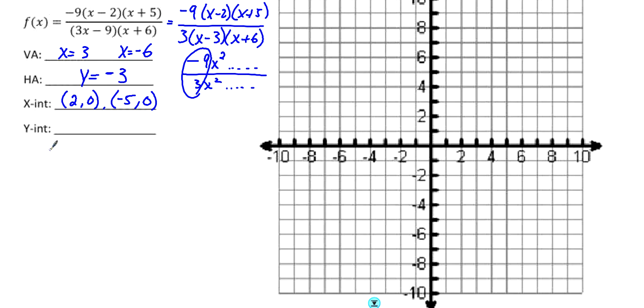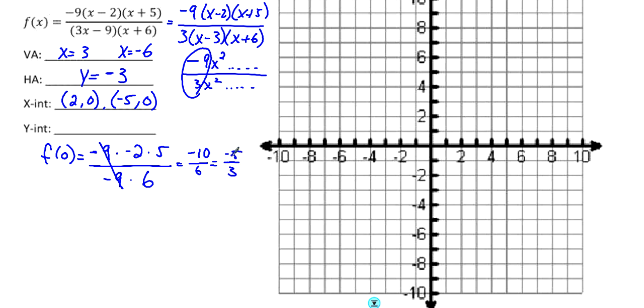And then lastly, plugging in 0, we get -9 times -2 times 5 over -9 times 6. Okay, and then you can see really quickly, -9 and -9 will divide out, and that leaves you with just -10/6, which reduces down to -5/3. Okay, so 0, -5/3.